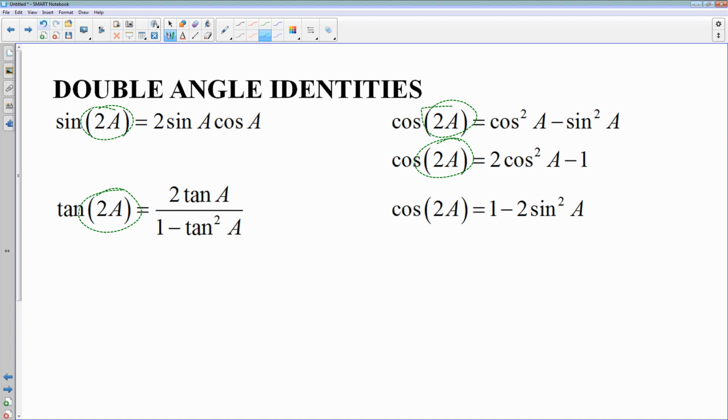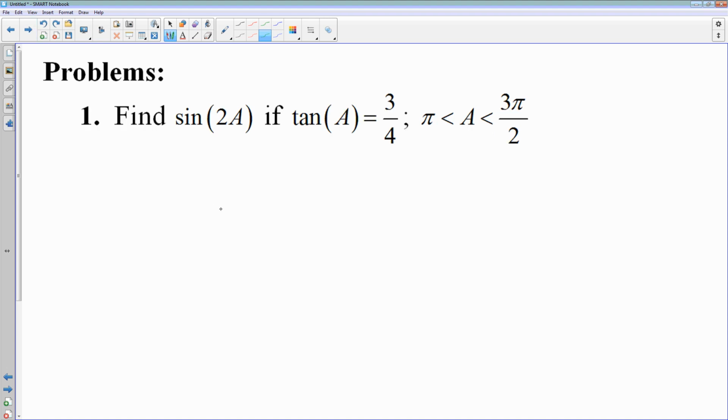Notice that you have three options for cosine. It doesn't matter which one you choose, they will all clean up to give you the same answer. So you just have to choose one of them that you like and stick with that one. Although it does help you to know all of them because there are some times where maybe the 2 cosine squared minus 1 helps you more than 1 minus 2 sine squared or something like that. So these are your identities. You need to know these, and we'll just go and do a few examples showing you how we will solve problems with these identities. First one, we're supposed to find sine of 2a.